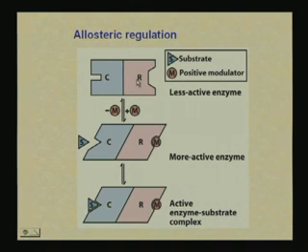So, what we have is the positive modulator that is going to act on a less active enzyme to give you a conformational change. The conformational change is going to amount to a fit of the substrate to the enzyme now, which was not possible earlier. Okay? Now it is possible, and you form an active enzyme substrate complex that can then go on to form the product.